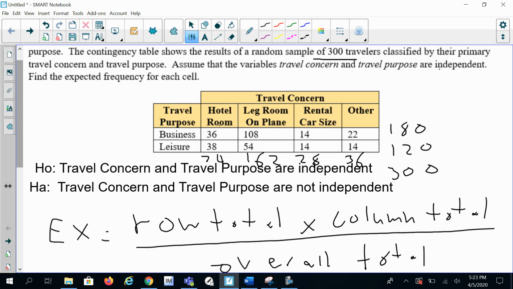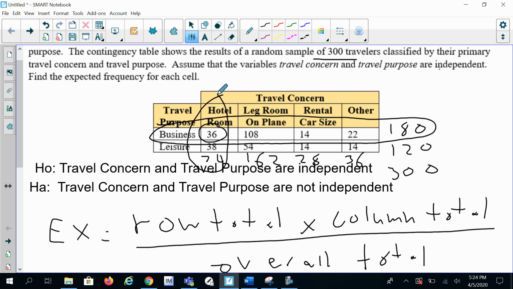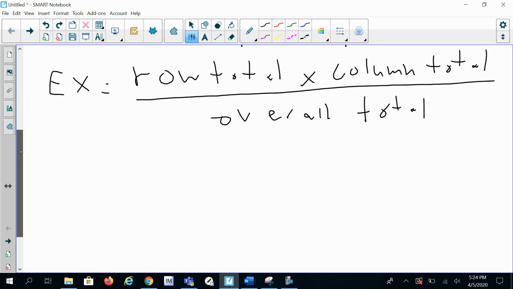First, I want to find the expected value for business and hotel room. What is the expected value that's going to go with 36? I have to take the row total, all the business, which is 180, times the column total, which is 74, divided by the overall total, which is 300. So we're going to do 180 times 74 divided by 300. I'm going to do all that before it gets really messy.